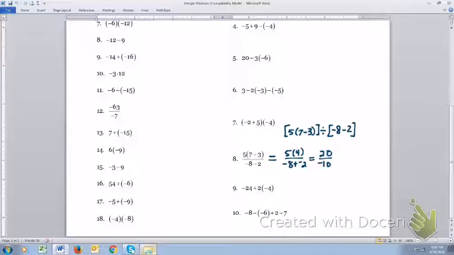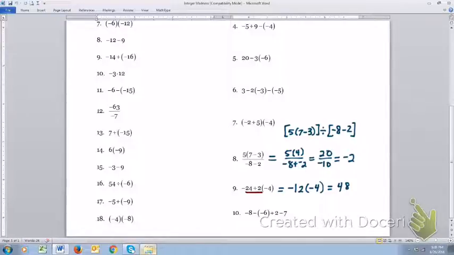So we're changing our subtraction problem to an addition problem. So we're going to get 20 over -10, which reduces to -2. 20 divided by negative 10 is negative 2. Alright, on number 9, remember that multiplication is not a higher priority than division. They're considered equals, and we work from left to right with equals. So let's go ahead and take care of the division. That's going to be negative 12, and then that's going to be multiplied by negative 4. And so we get 48 there.